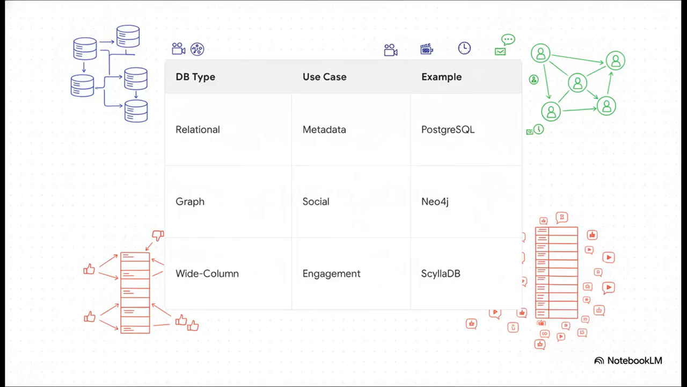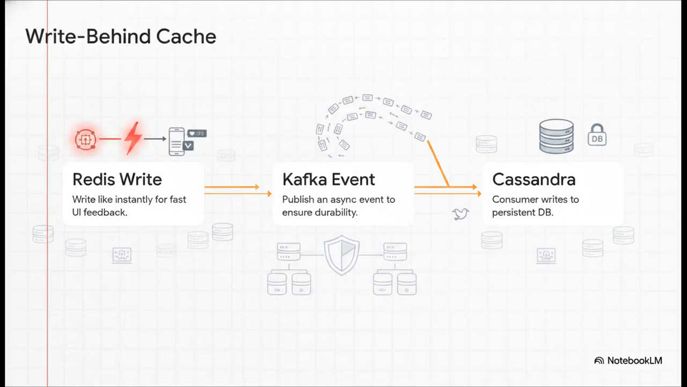Because different types of data behave differently, we actually have to use specific databases for specific jobs. For strict video metadata that needs strong consistency, we use relational databases like Postgres. For the social graph, tracking who follows who, we use graph databases like Neo4j to avoid the really slow, compute-heavy cross-referencing of traditional databases. And for all those likes, views, and comments you see updating live, we rely on blazing fast wide-column stores like ScyllaDB or Cassandra to handle those millions of real-time engagement writes per second. But wait, think about this.